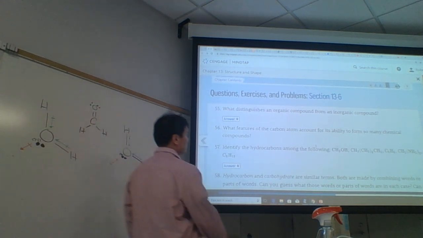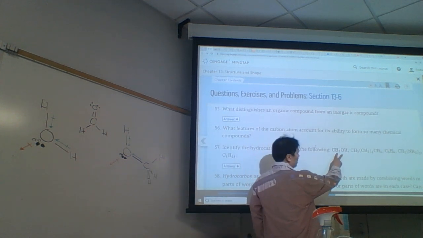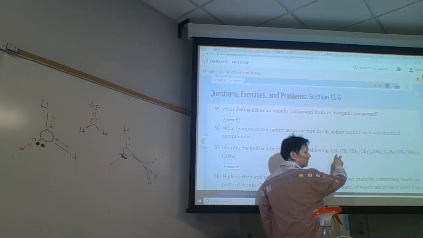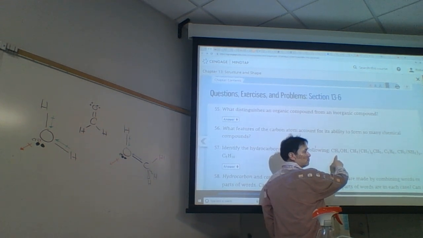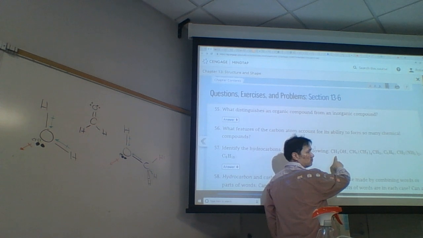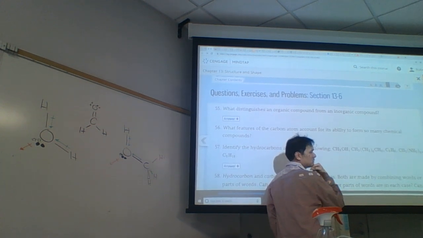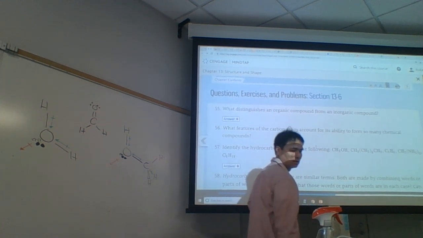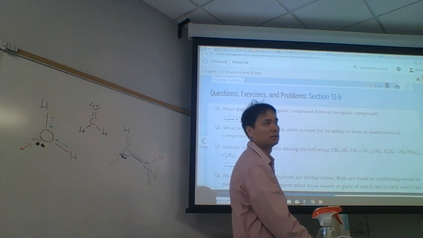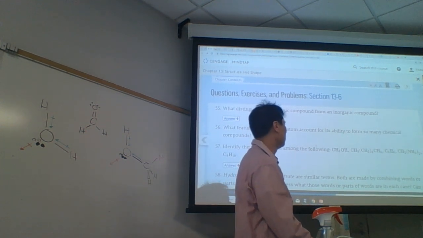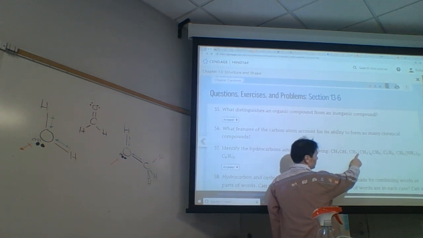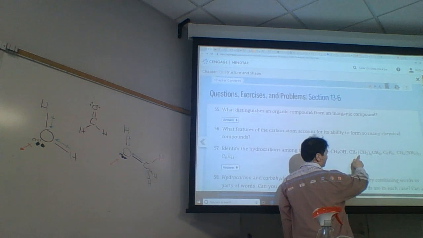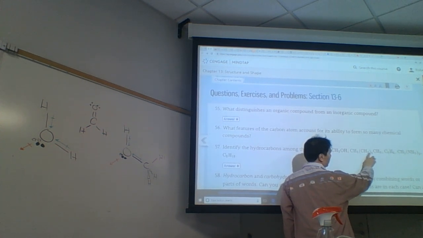Identify the hydrocarbons among the following. Is this a hydrocarbon? No. You should recognize this. What type of compound is that? CH3OH. We saw that earlier. It's called an alcohol. And in fact, this alcohol is methanol or methyl alcohol. How about this one? Is that a hydrocarbon? Yes. This is carbon and hydrogen. In fact, this one's called octane or n-octane. 8 carbons.